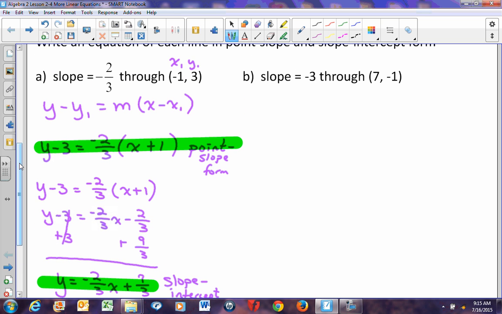Let's look at the second one. Here we have the slope is negative 3, and we're going through the point 7, negative 1. So to do the point-slope form, we're going to do y minus y1, y plus 1. And remember, this is x1, this is y1, so it would be y plus 1 equals negative 3 parentheses x minus 7. This is point-slope form.